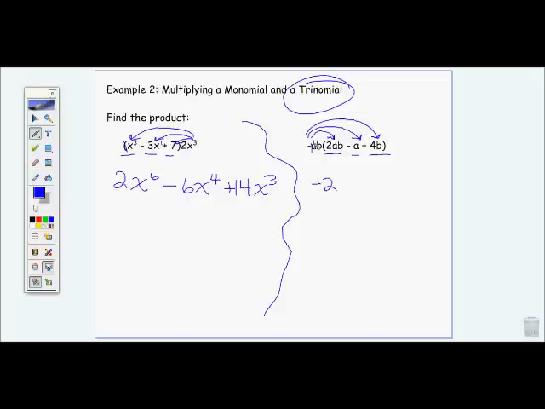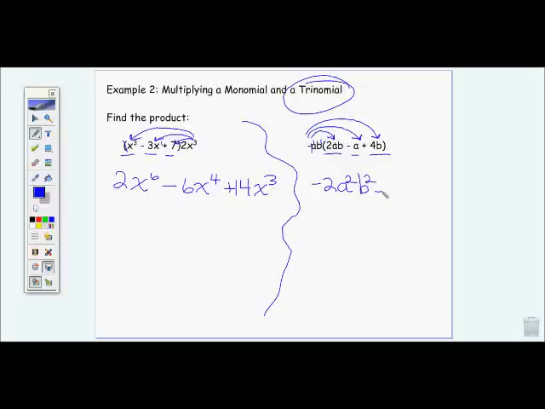I have an A to the first, and B to the first. So I have an A to the first and another A to the first. That would give me A squared, A times A. And the same would happen here. I have a B to the first and a B to the first, so that would give me B squared.